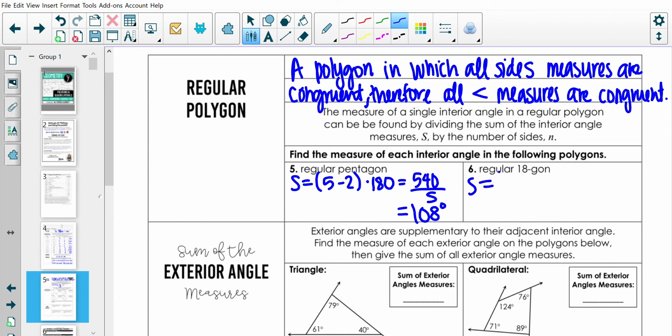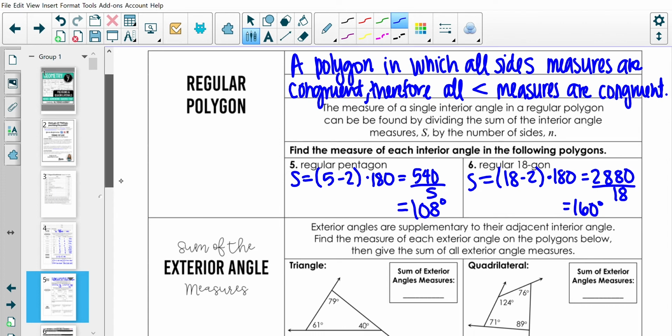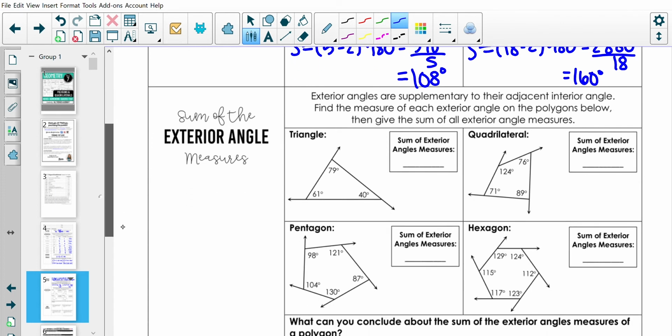Alright, how do I set this up? S equals 18 minus 2, times 180. And what do you get when you do that? 2,880. And then I need to do what? Divided by 18, and I get 160. 160 degrees.